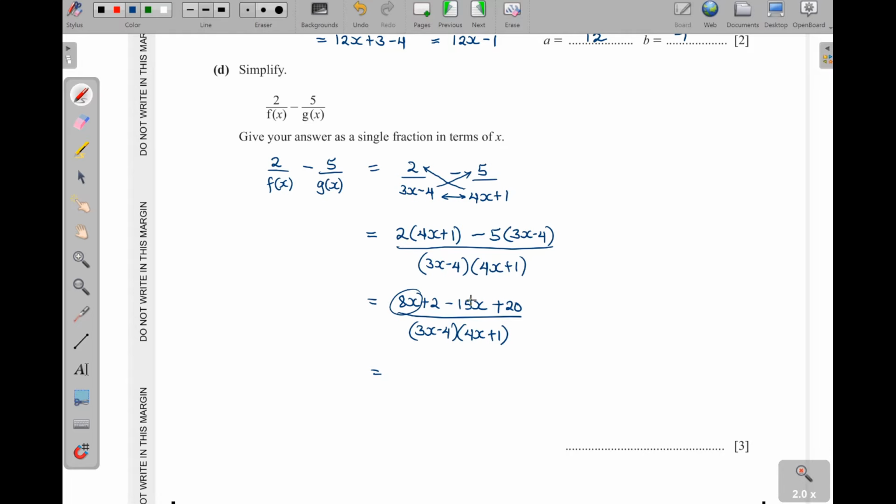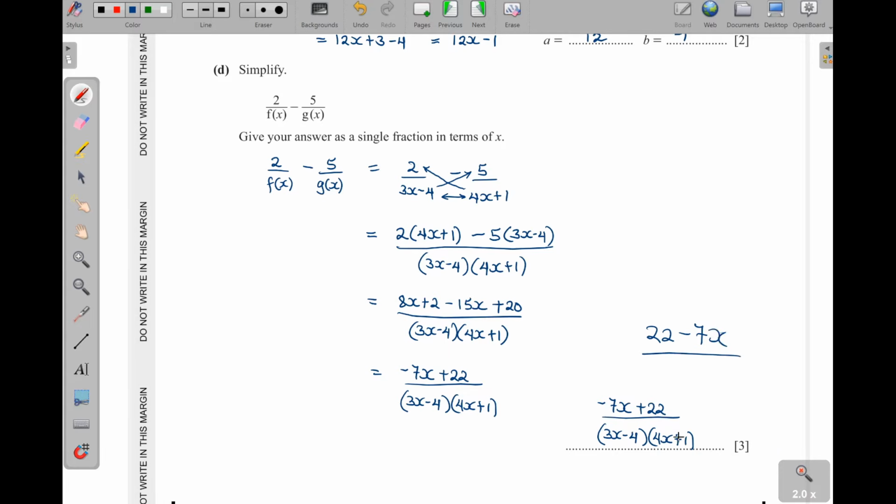So meaning 8x minus 15x, that one will give us a negative 7x. And then 2 plus 20, that one will give us 22. Then out of the 3x minus 4 multiplied by 4x plus 1. So this one is going to be my answer. It is what I just shift from here, and then I put it here. As simple as that. You can even write 22 first, because in algebra, you can write the positives first, then the negatives last. So we can write 22, then minus 7x, then divide by this one. It is still the same thing.